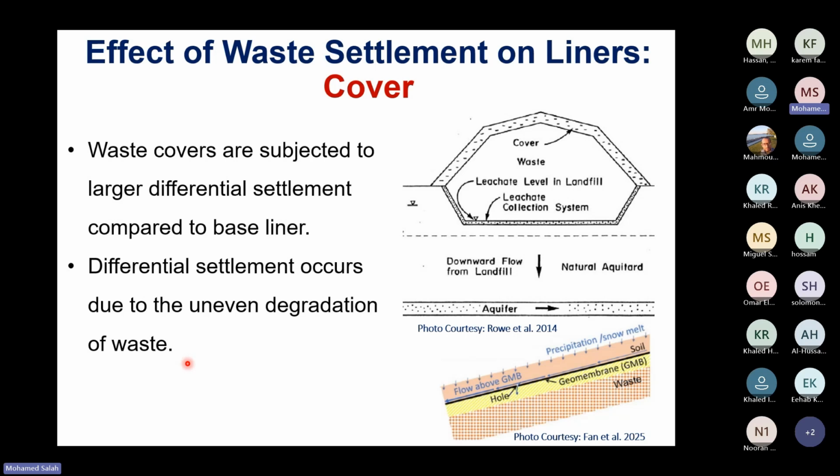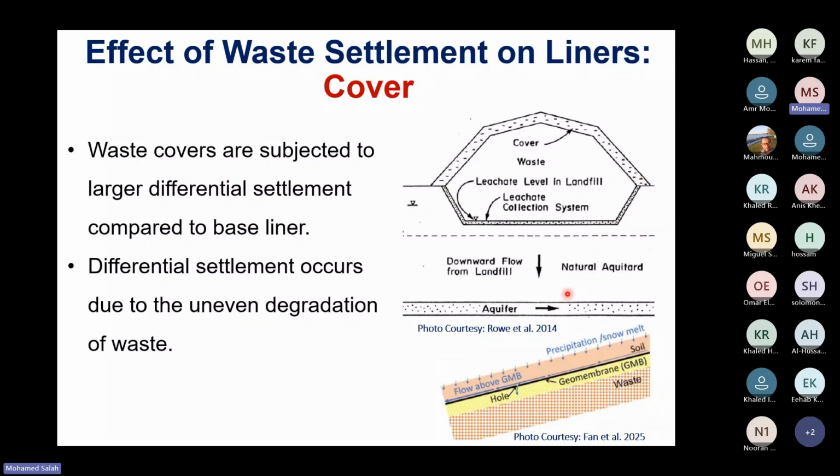First thing, let's have a look at the effect of waste settlement on liners. And here we will talk about the cover liners. Cover liner is a geomembrane placed on the top of the waste and overlain mostly by vegetation soil to cover the landfill, and then the space over the landfill can be used as a golf course, for example. Actually, the waste covers are subjected to larger differential settlement compared to the base liners.